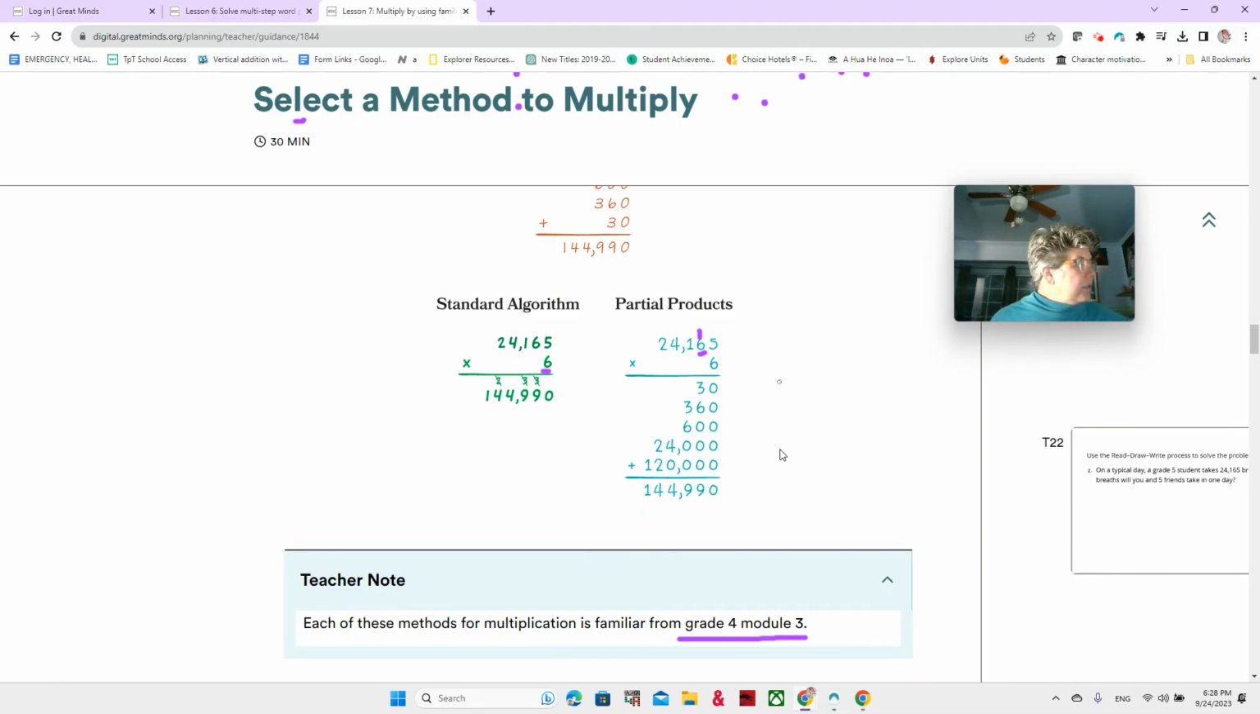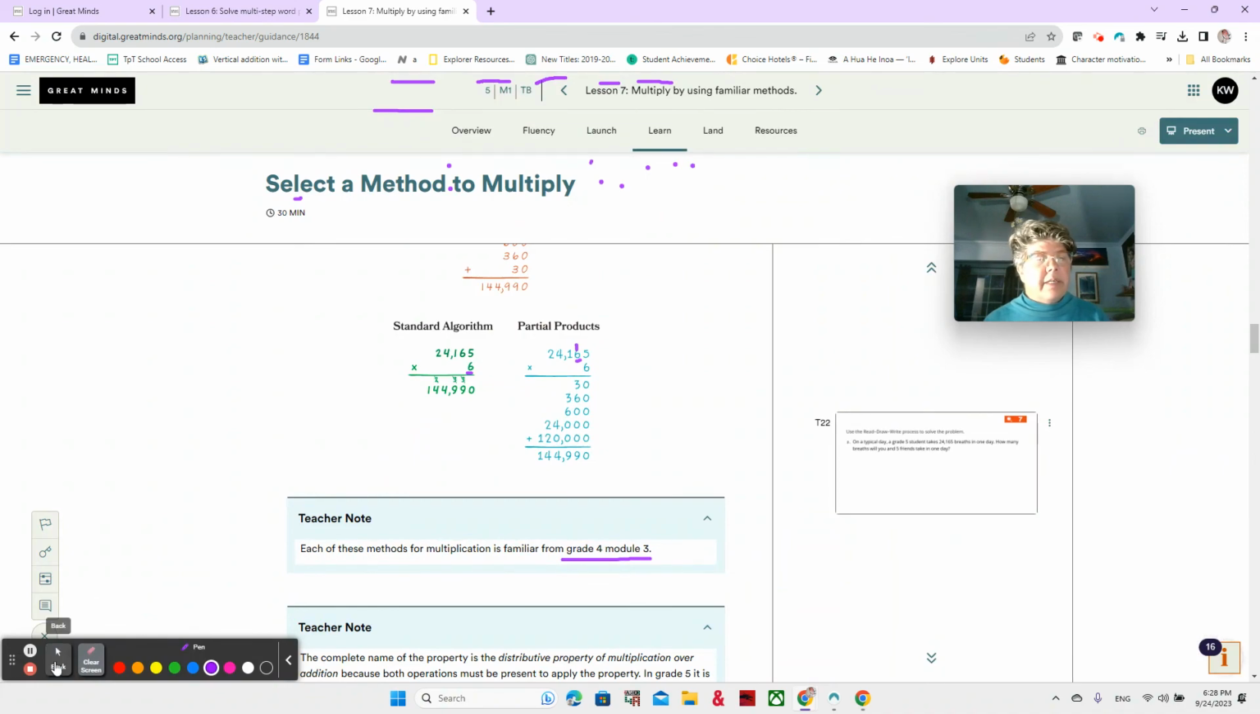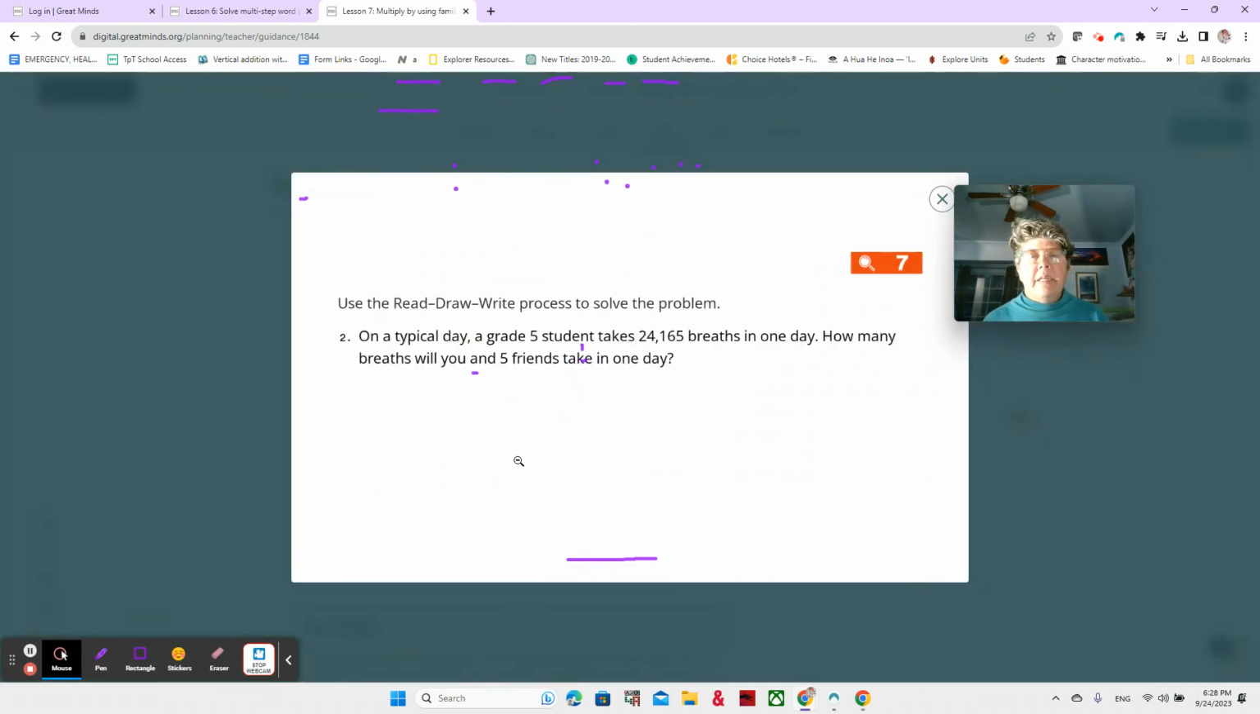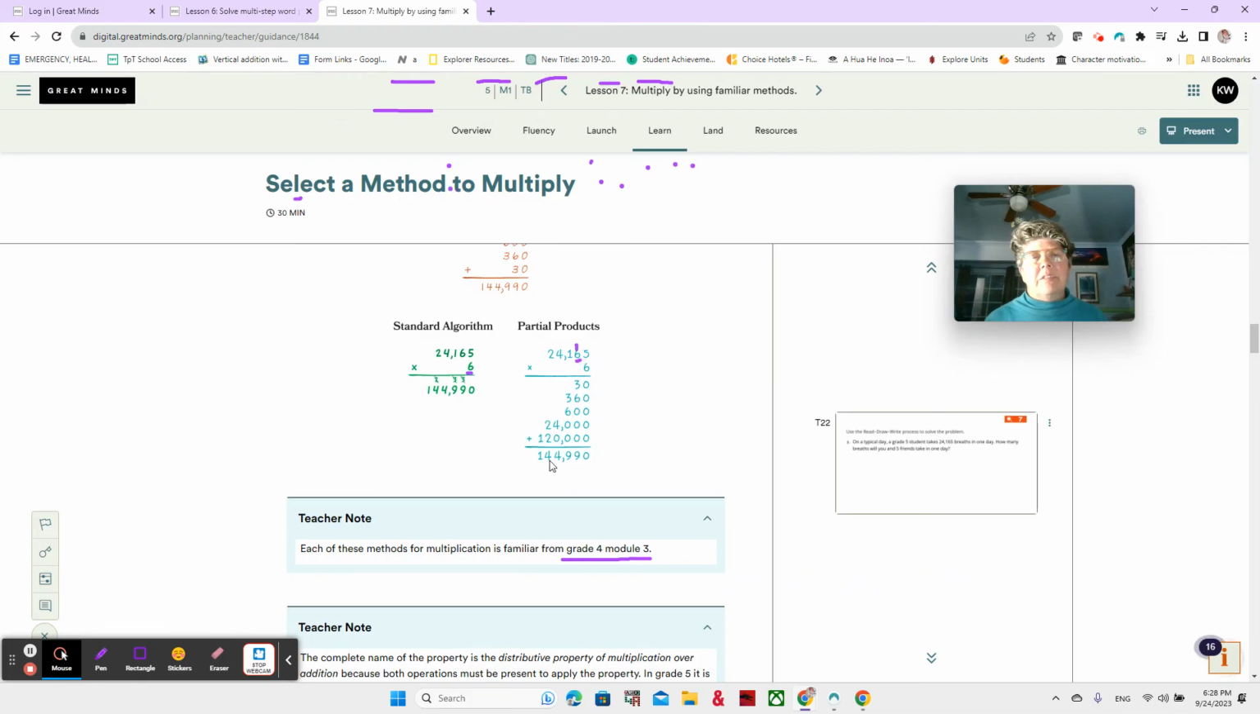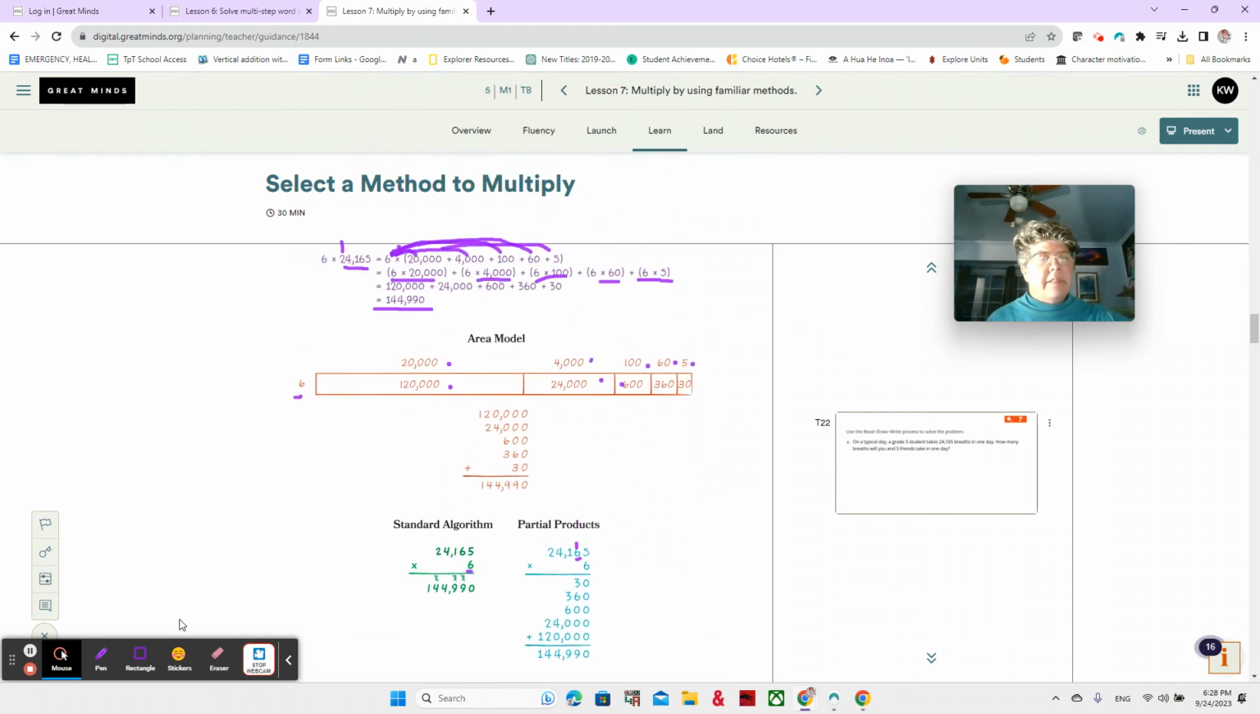Okay, so those are all different ways that you can solve the problem. And of course, when we have a word problem, we need to write our answers in words. So let's go back to our screen, and here, make sure that you write the answer. In one day, 5 friends and I, or 6 kids, would take 144,990 breaths, right? That should be the answer that you solved. And if not, you also have those answers right here. 144,990 breaths. Well, that's kind of cool. And we talked about all the different methods that you could use.